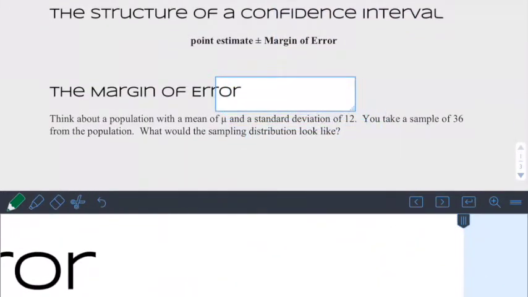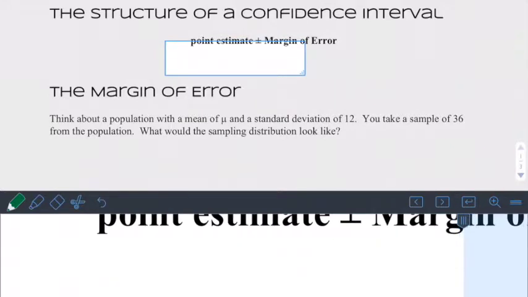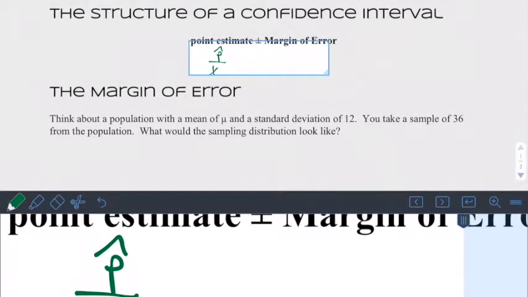So what we have is our point estimate, our best guess as to what the true parameter is. So our estimate of the proportion is p hat, and the estimate of our mean is x bar. Then we have plus or minus our margin of error. And we'll talk margin of error right now.